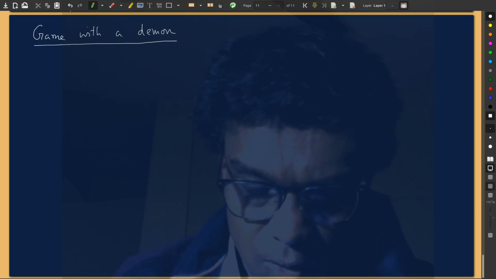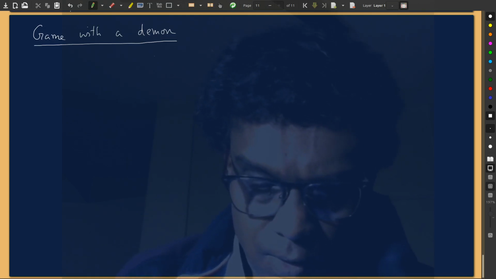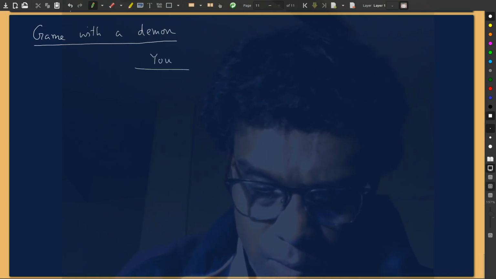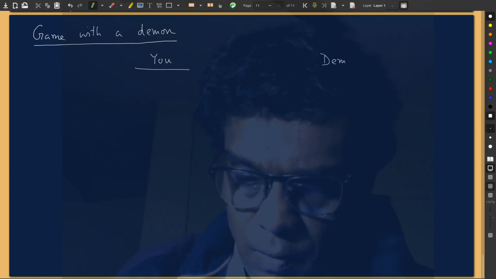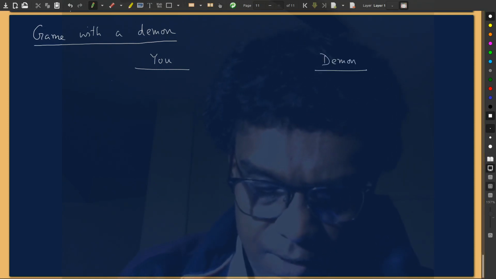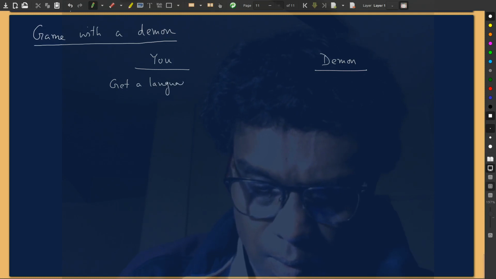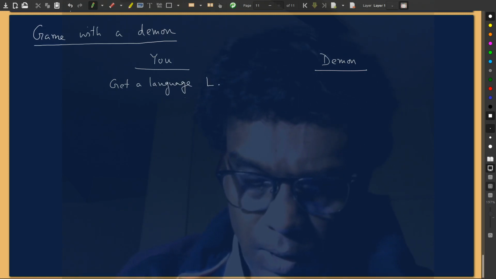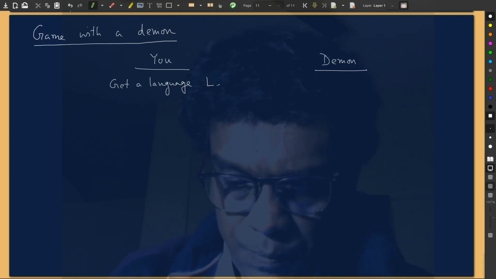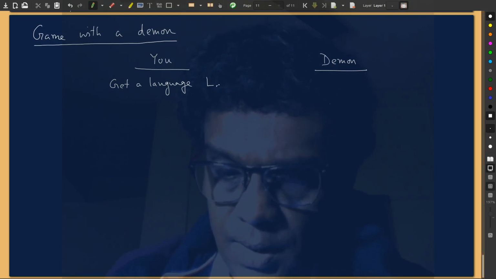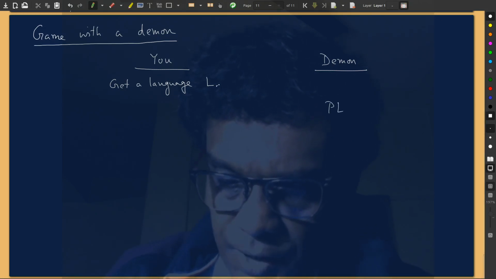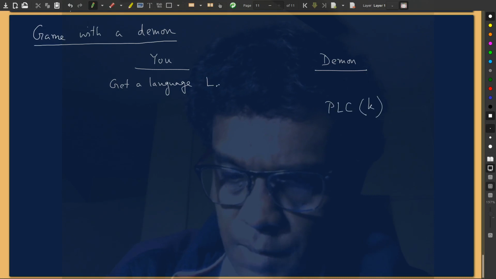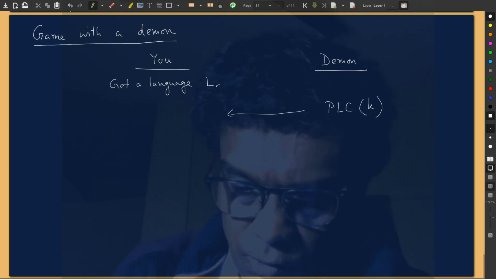Okay, so you get a language L, which you want to prove to be not regular. Okay, so you assume that this is regular. Then the daemon gives you the pumping lemma constant k. You have no choice over k. Okay, so this k is picked by the daemon, and gives k to you.